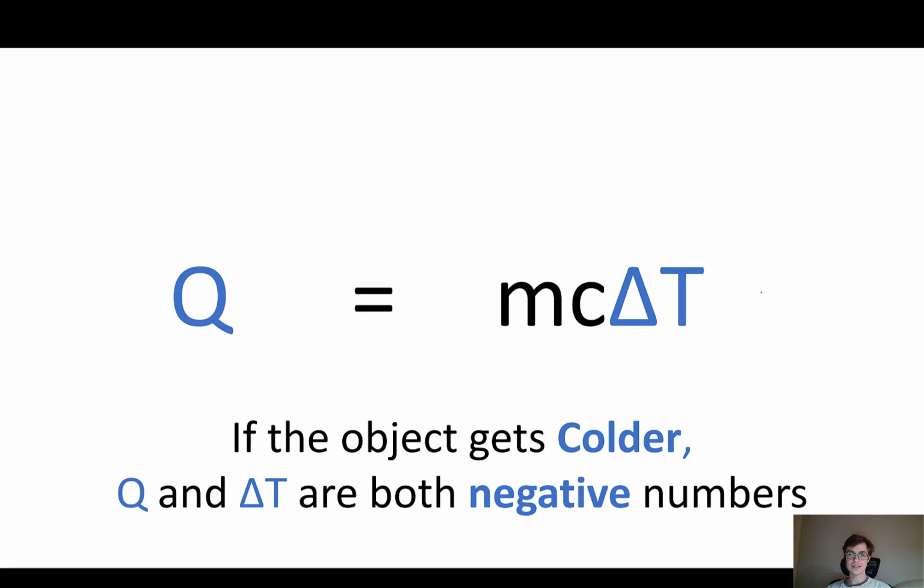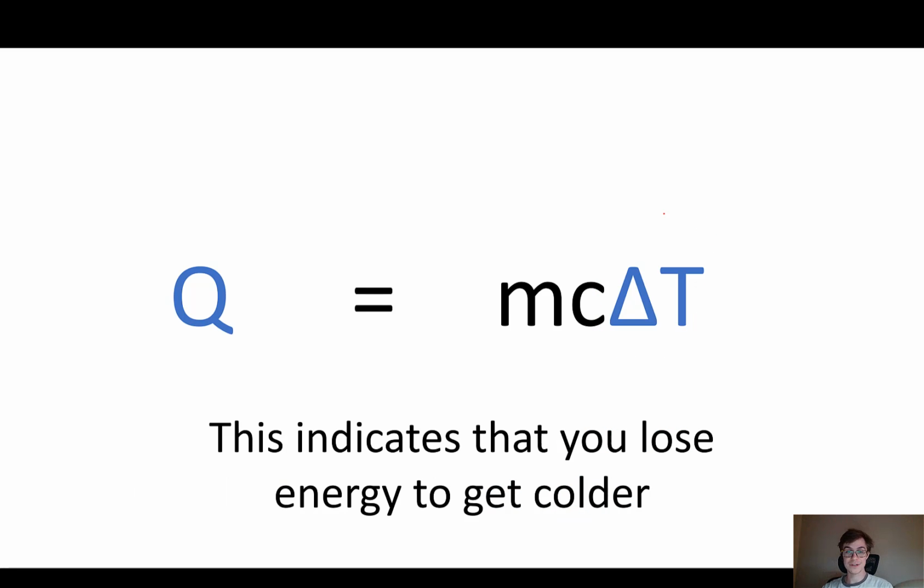This is a little bit tricky. If the object gets colder, then you lose energy, so Q is negative. And you also go down in temperature, so delta T is negative. So if you lose energy, Q and delta T will both be negative. If you lose energy and you get colder, delta T is negative. That's negative when you get cold. It indicates that you lose energy.